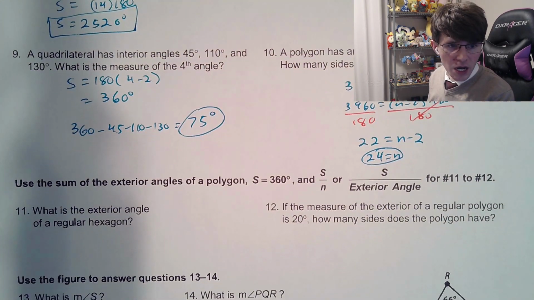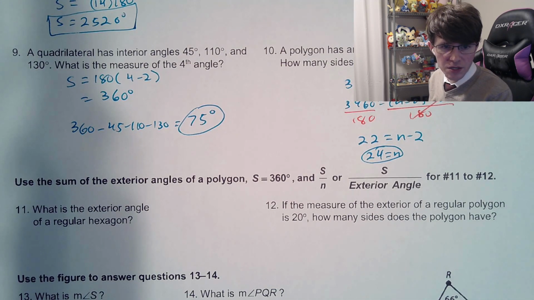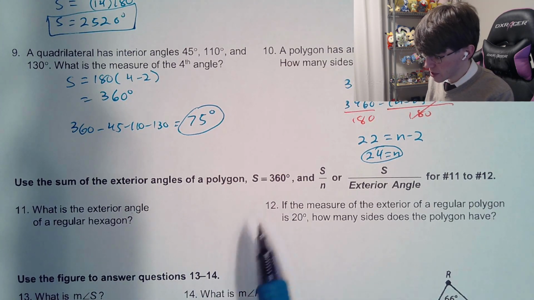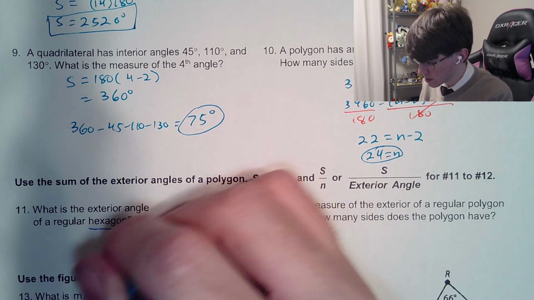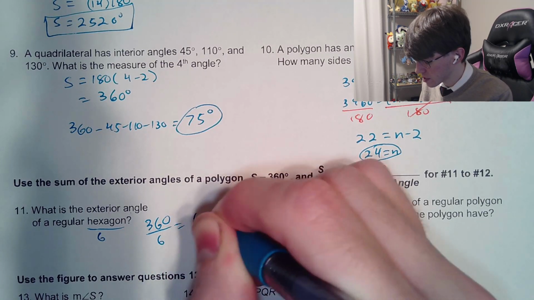Let's move on. The next one, we're going to be using different formulas, a nice little sum over exterior angle. What is the exterior angle of a regular hexagon? So hexagon, remember that the exterior angles always sum to 360, no matter what. And then the hexagon has 6 sides. So this is just going to be 360 divided by 6. That's going to be 60 degrees.